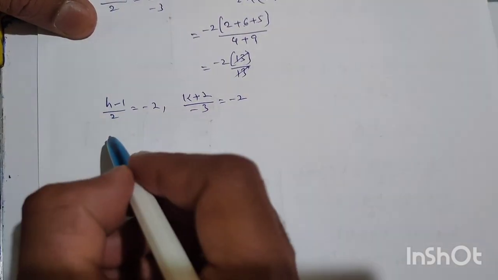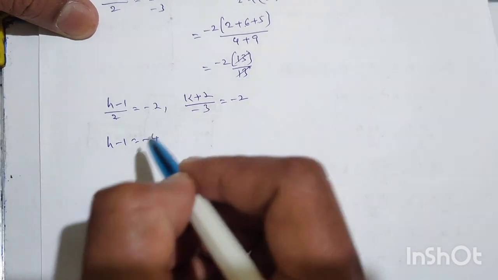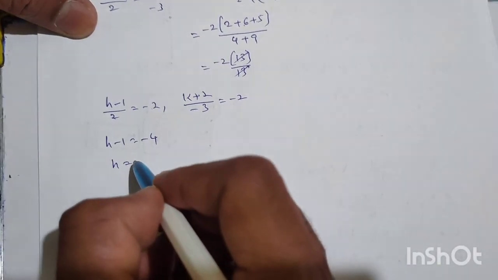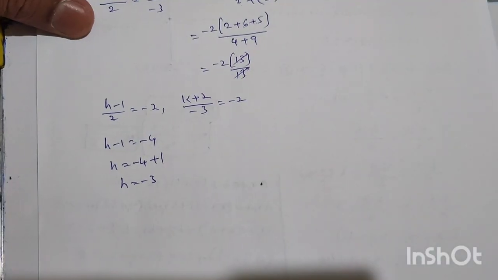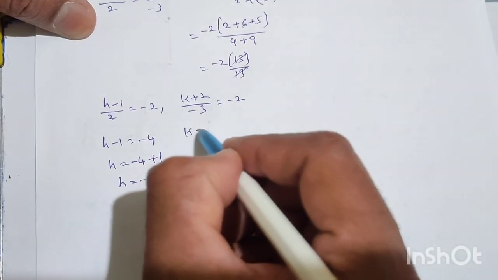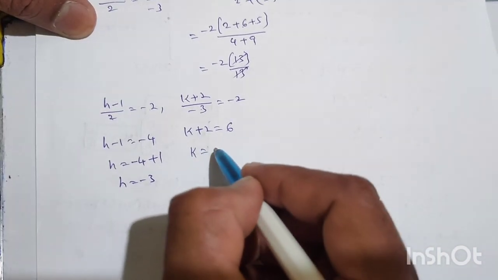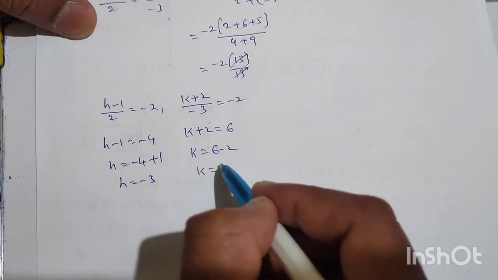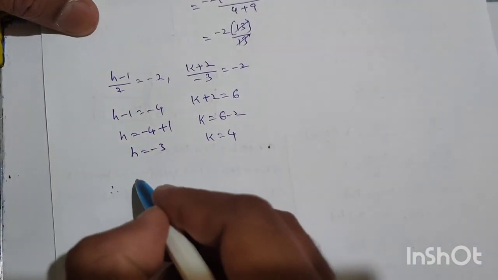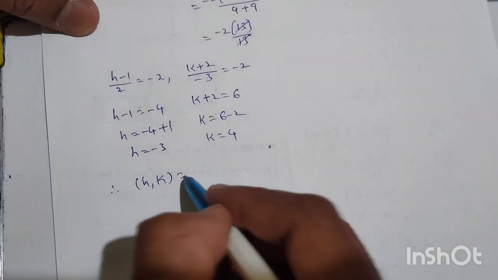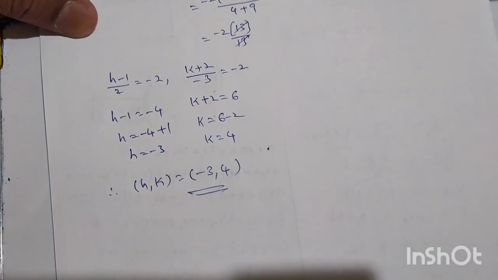Now simplify. We get h minus 1 is equals, cross multiply, 2 into minus 2, minus 4, h equals to minus 4 plus 1, h is equals minus 3. k plus 2 equals to minus 3 into minus 2, 6. k equals to 6 minus 2, k is equals 4. Therefore, image point h comma k is minus 3 comma 4. This is the required point.